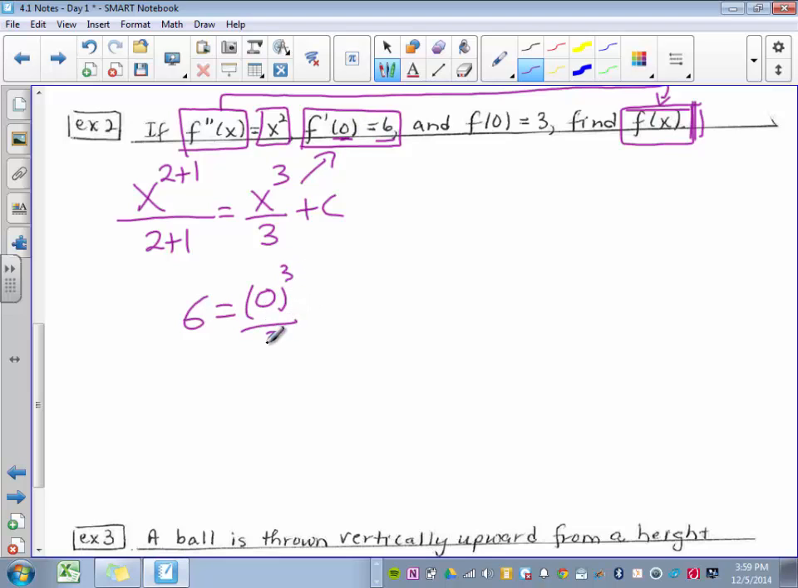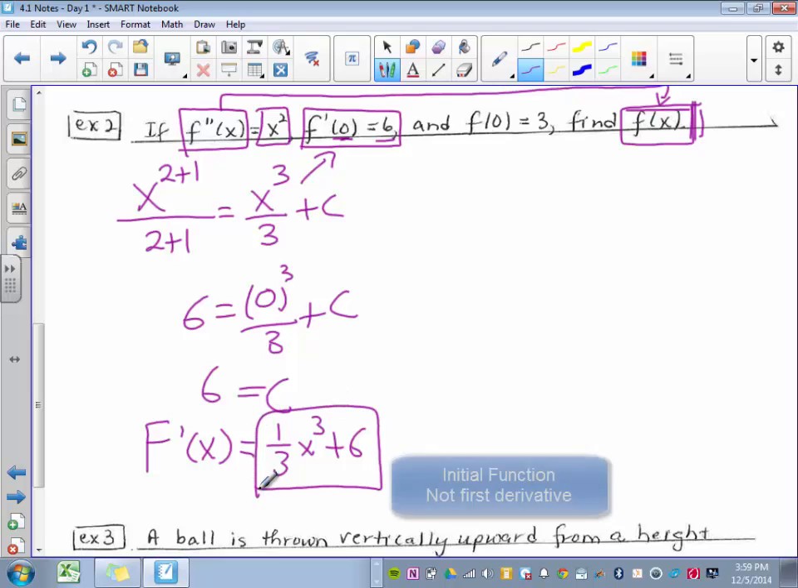So the third over 3 plus c. Therefore, c is equal to 6. So our first derivative, not our second derivative, f prime of x is equal to 1/3 x to the third plus 6. Okay, now that we have that one, we are going to use this one to find the first derivative.